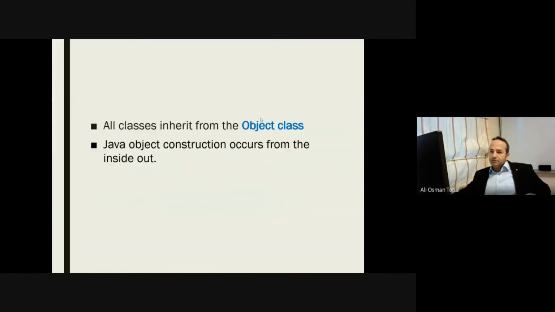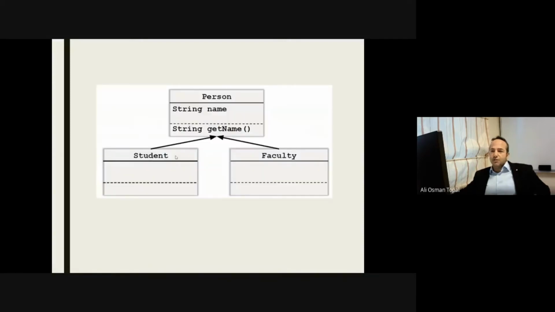Object creation in Java. All classes inherit from the object class. As I told you, object is a superclass. All the classes inherit from the object class, but we don't see it. It is implicitly written by the compiler immediately when you run. Java object construction occurs from the inside out. What does it mean?